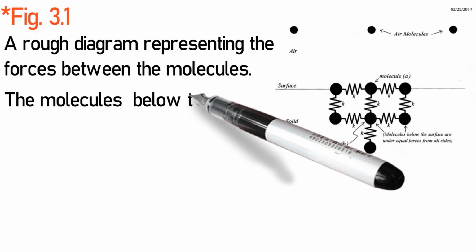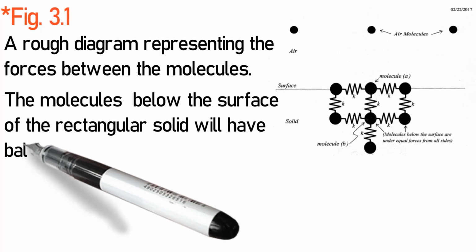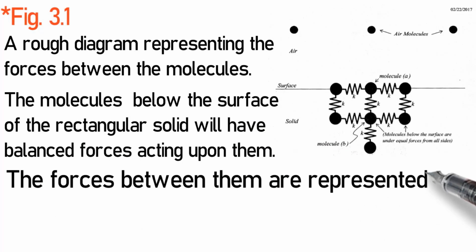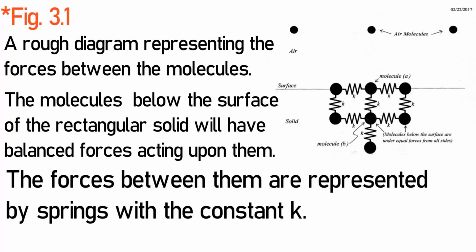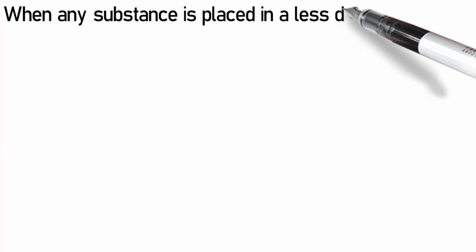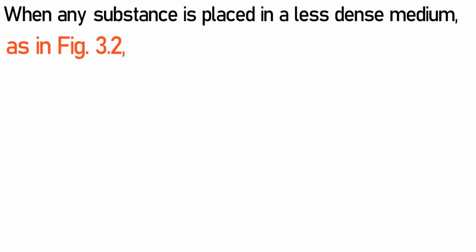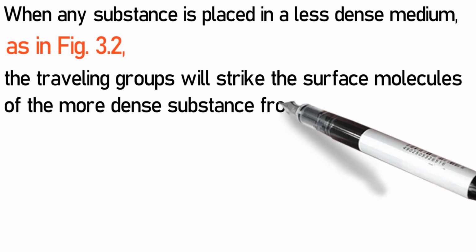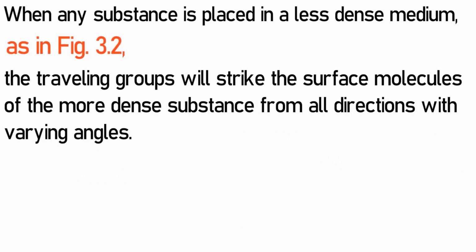The molecules below the surface of the rectangular solid will have balanced forces acting upon them. The forces between them are represented by springs with a constant K. When any substance is placed in a less dense medium, as in figure 3.2, the traveling groups will strike the surface molecules of the more dense substance from all directions with varying angles.